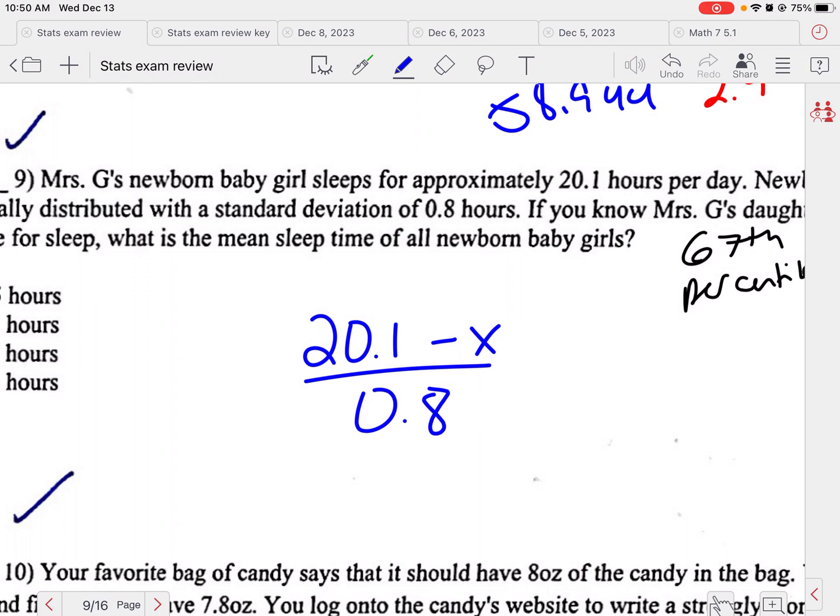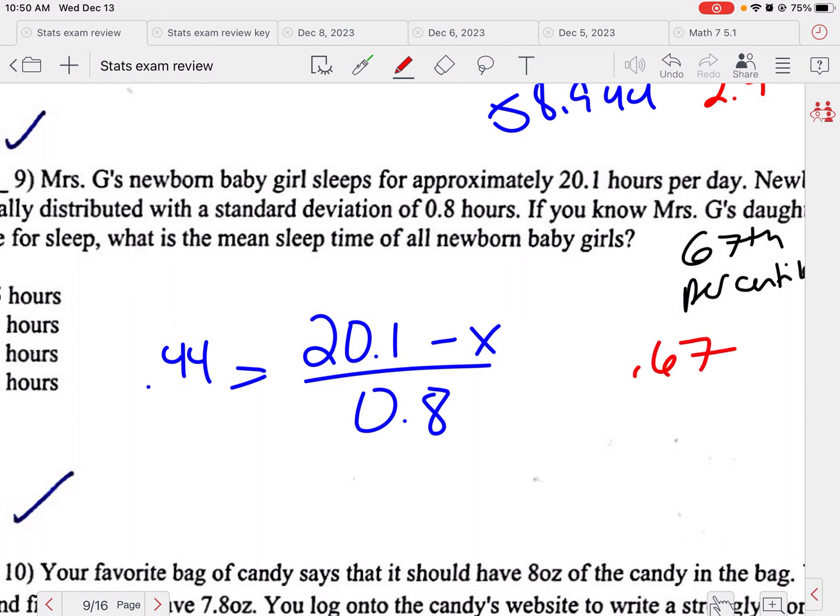I'm going to find 0.6 in my z table. So 0.6 in my z table is 0.44. Okay, now I'm going to solve just like I did on the previous one. Again, remember when you have a percentile, that's not a z-score. You have to find your z-score using the percentile, which I changed it as 0.67.